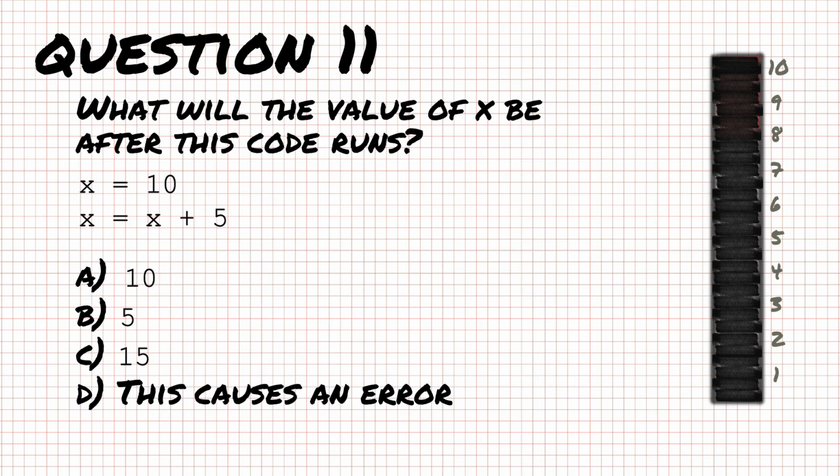The value in x after the code is C, 15. In an assignment statement, the right-hand side is evaluated first using the current value of x. The result of that expression is then assigned back to x.